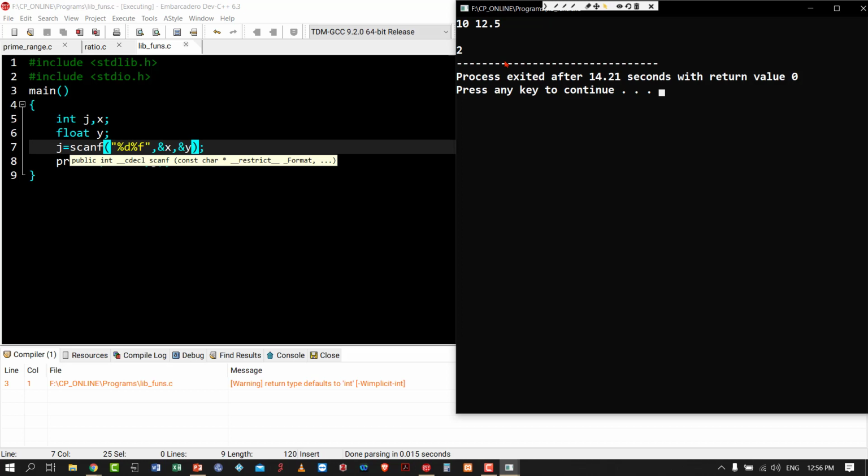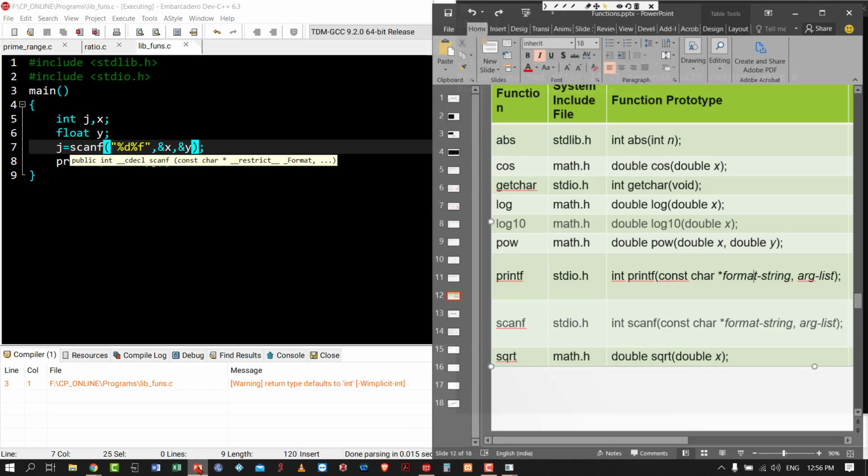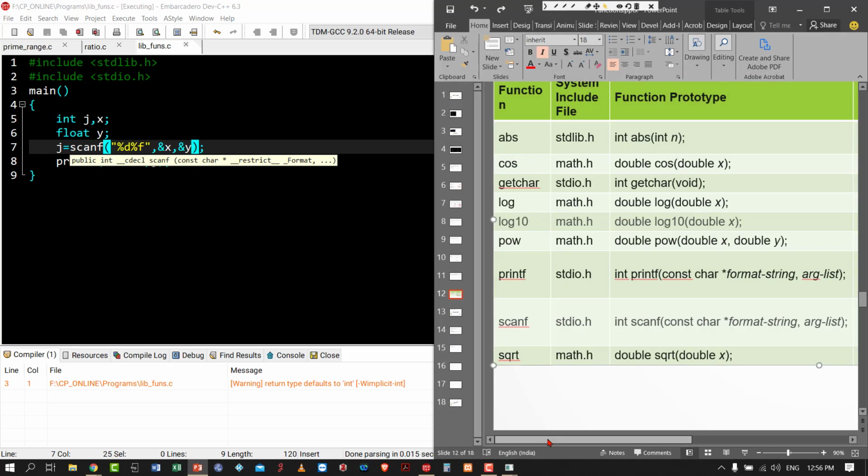So here I have read two values, 10 and 12.5. So scanf will always return the number of values read, or scanned, by the scanf. So it will always be the count of these percentage symbols. Percentage d, percentage f, two percentages are there, so it will be 2. So these are the details of printf and scanf. I think it was a bit interesting: printf and scanf are returning something.